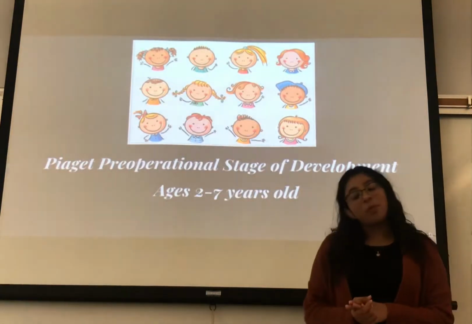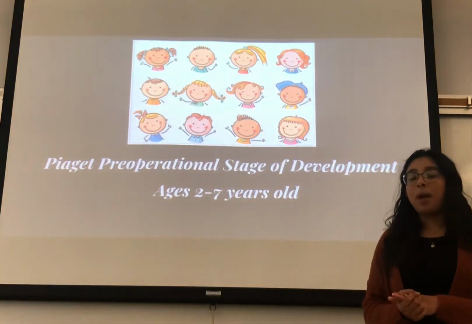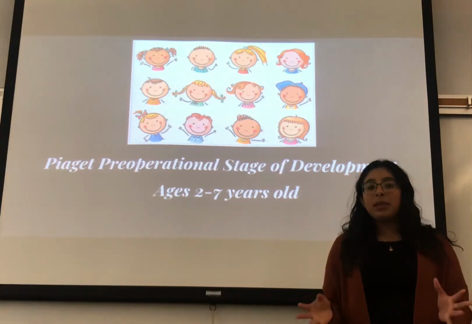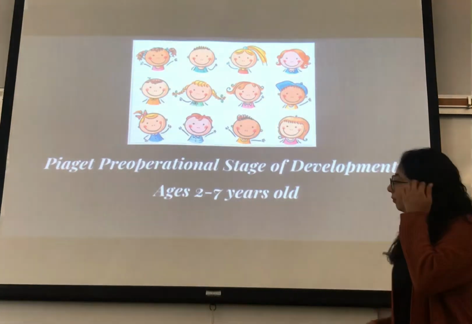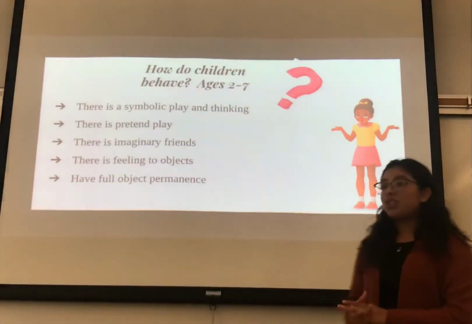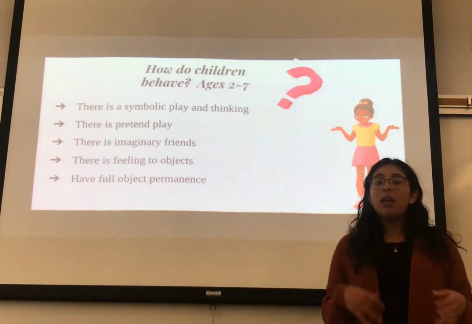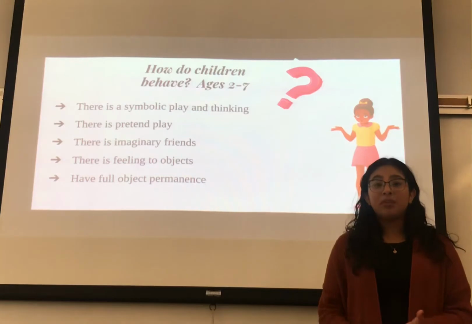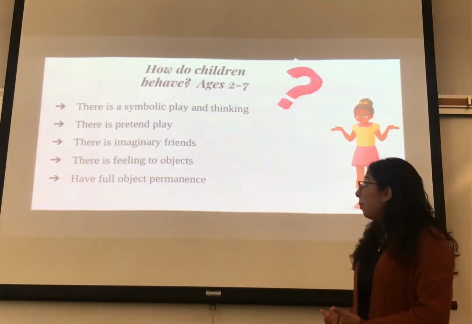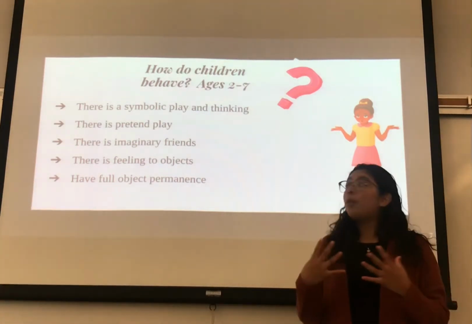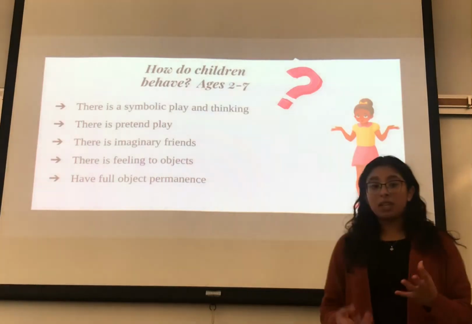So the stage I will be presenting on is the preoperational stage, which is between the ages of 2 and 7. So how do children behave? Throughout this period of time, children have symbolic play, pretend play and imaginary friends, and they have full feelings toward objects, like animism.